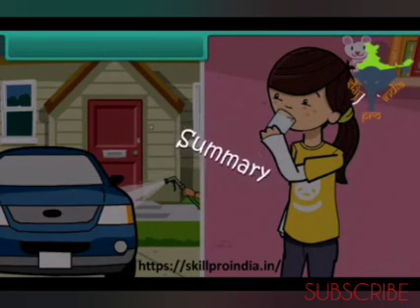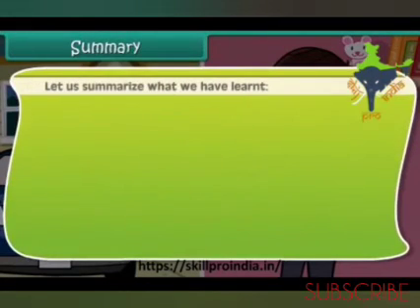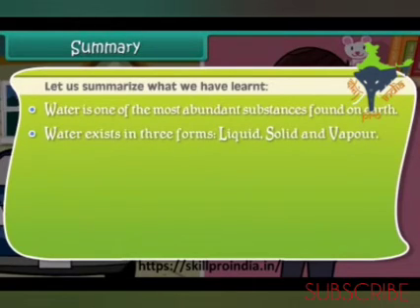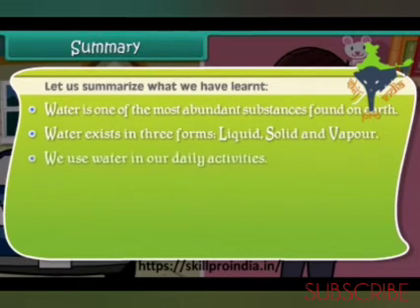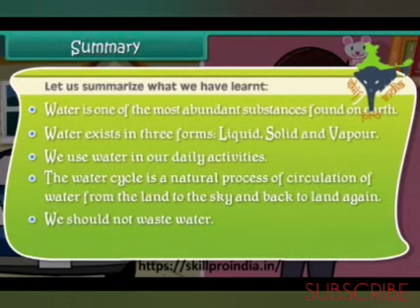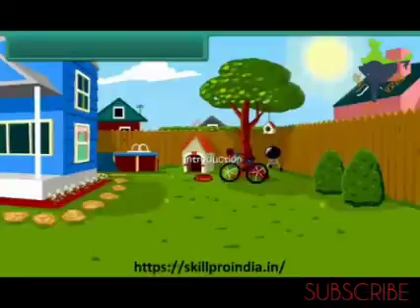Summary. Let's summarize what we have learned so far. Water is one of the most abundant substances found on earth. Water exists in 3 forms: liquid, solid and vapor. We use water in our daily activities. The water cycle is a natural process of circulation of water from the land to the sky and back to land again. We should not waste water. Dumping garbage in water bodies.